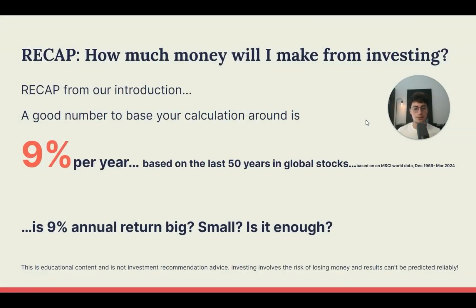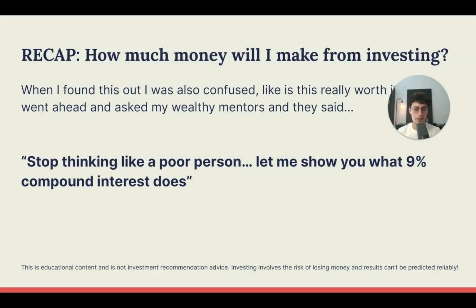So, recap: how much money will I make from investing? You've already seen this slide before. It's a recap from our introduction video. Remember, the good number to base your head around is 9% per year, based upon the last 50 years in global stocks. Don't think about trying to get rich quick. Stop thinking like a poor person. Let's remember what 9% interest does.